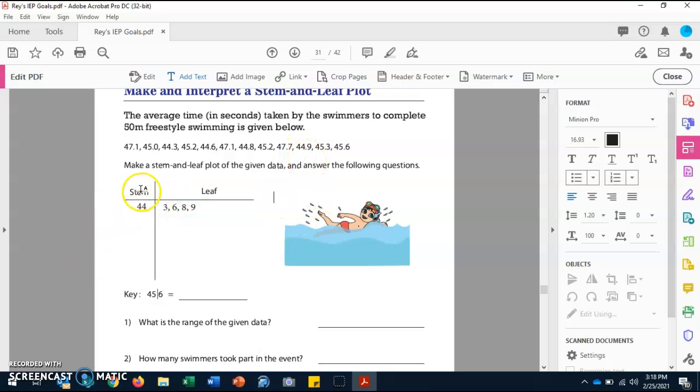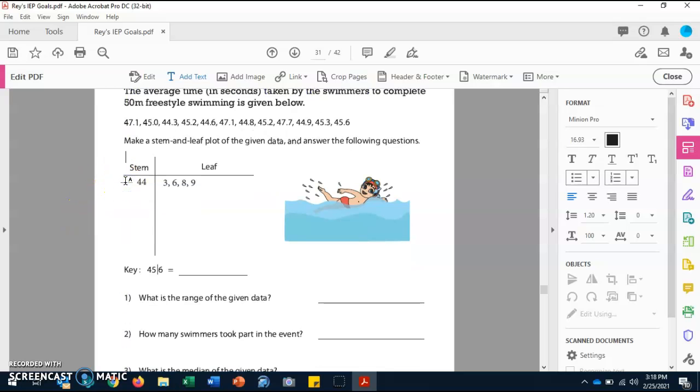Remember, we only put our tens place and our ones place as many times as it comes out. So we're not going to put 44 4 times. We're only going to put 44 once and then what comes after the decimal. That is what you are going to do for the rest of the numbers.